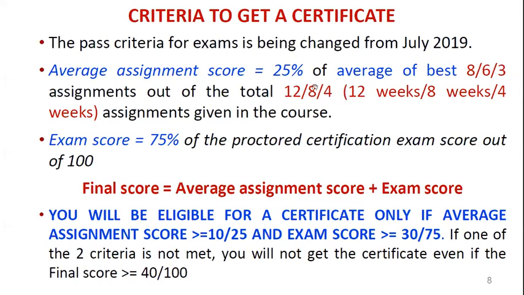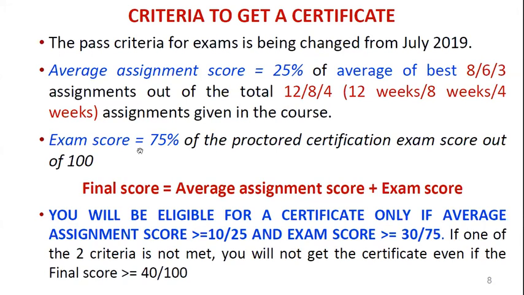If the course is 12 weeks duration, the average of the best 8 assignments will be considered. If the course is 8 weeks duration, the average of the best 6 weeks' assignments will be taken. If the course is 4 weeks duration, they will consider the average of the best 3 assignments out of 4. So that is for the internal assignment score calculation.